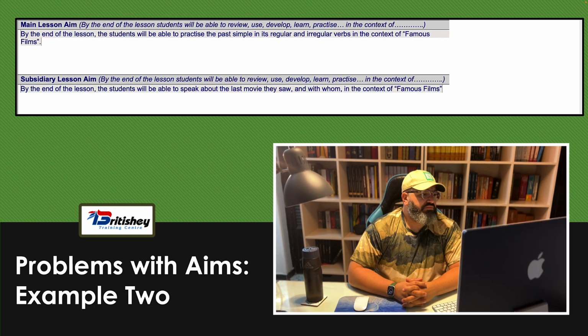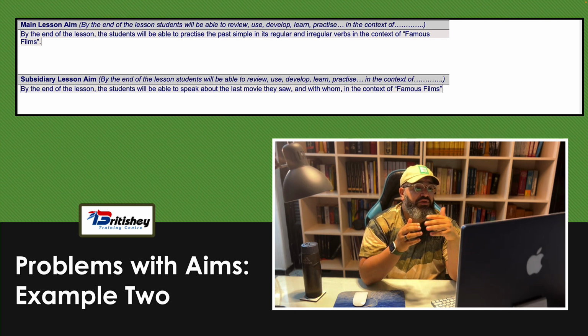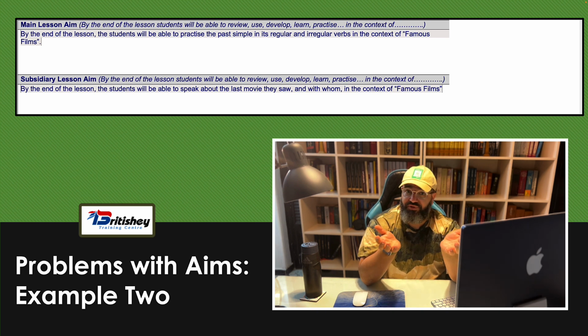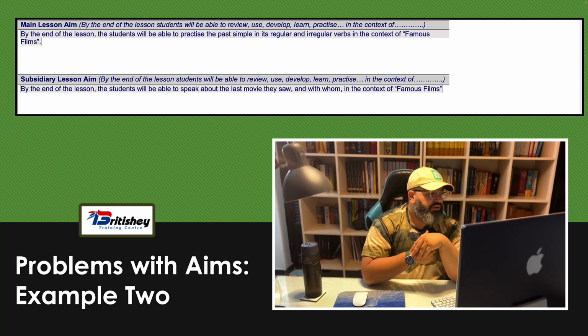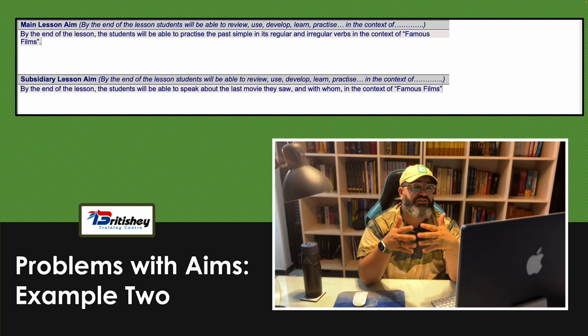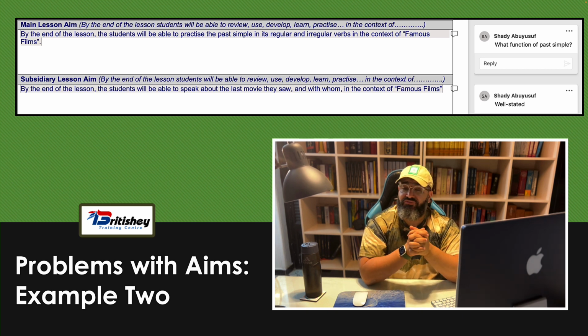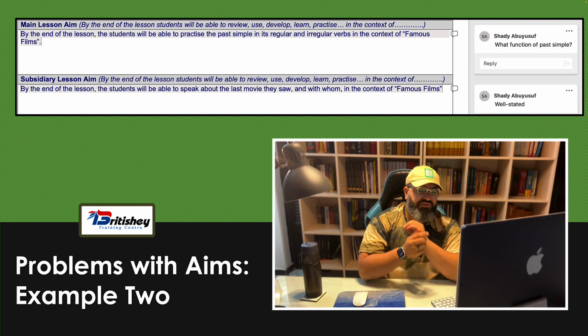Right, now, and the first one. By the end of the lesson, the students will be able to practice the past simple in its regular and irregular verbs in the context of famous films. Second one. By the end of the lesson, the students will be able to speak about the last movie they saw and with whom in the context of famous films. Let's see my comments.